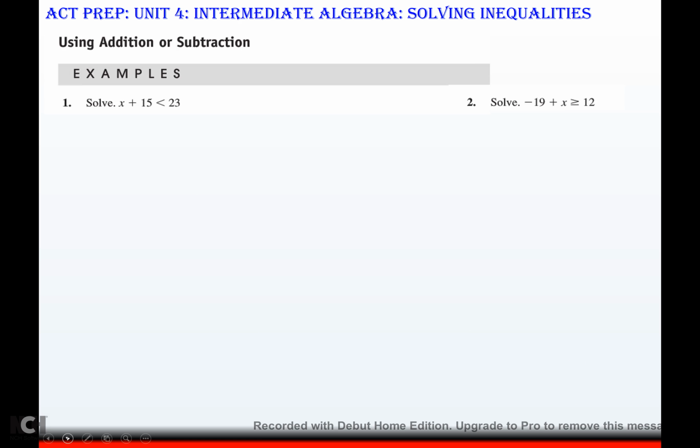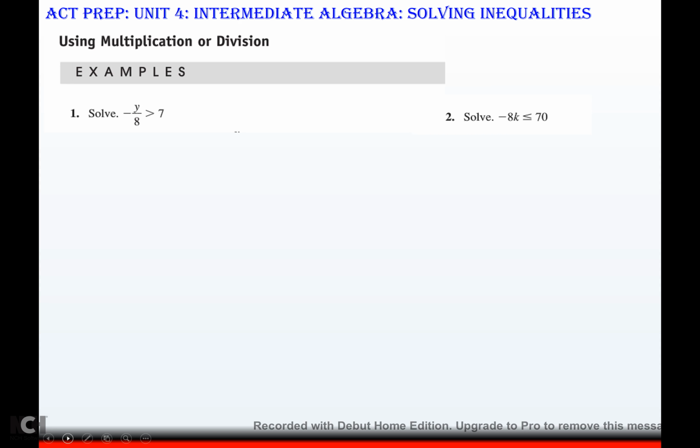Okay? All right, so if we solve this, to get x alone, I'm going to subtract 15, that gives me x less than 23 minus 15, which is 8. I don't have to flip the inequality because I'm subtracting, not multiplying or dividing. Here's my x over here. To get rid of subtracting 19, I'm going to add 19 to both sides. That gives me x greater than or equal to, adding obviously doesn't flip it, and 12 plus 19 is 31. Done.